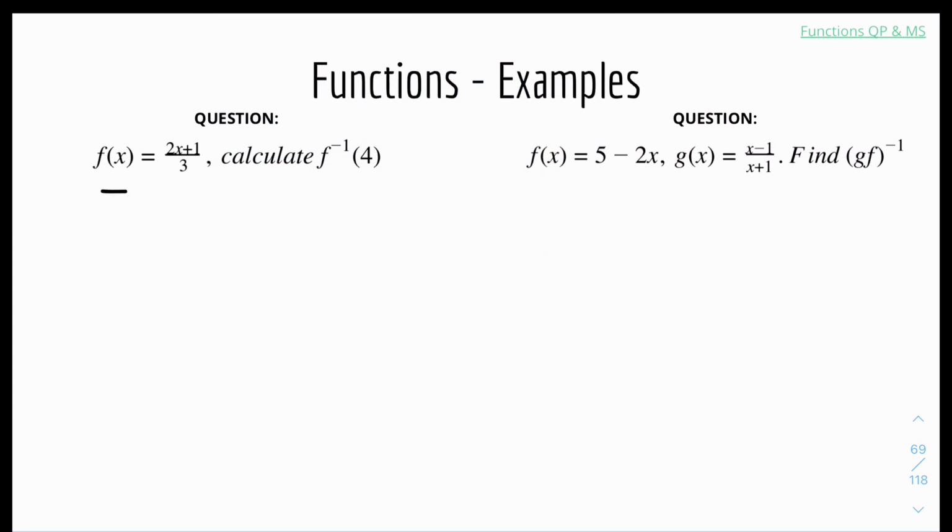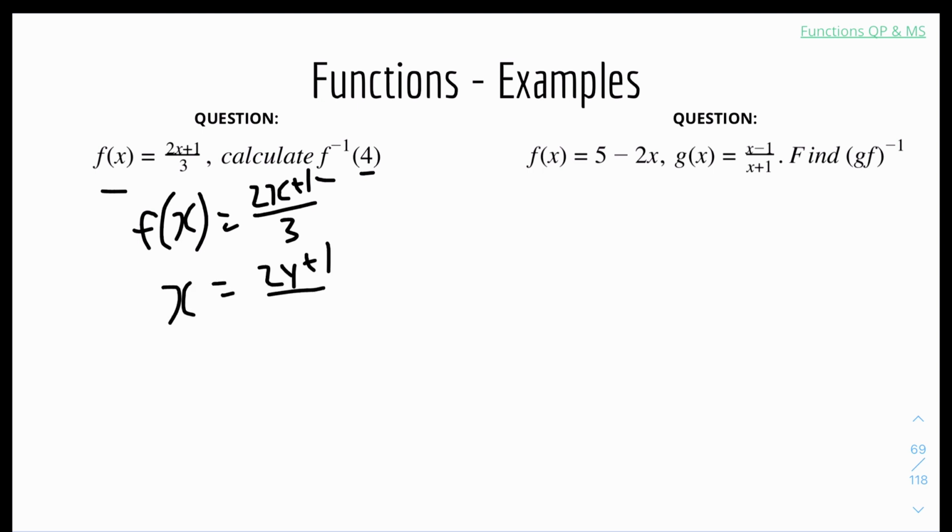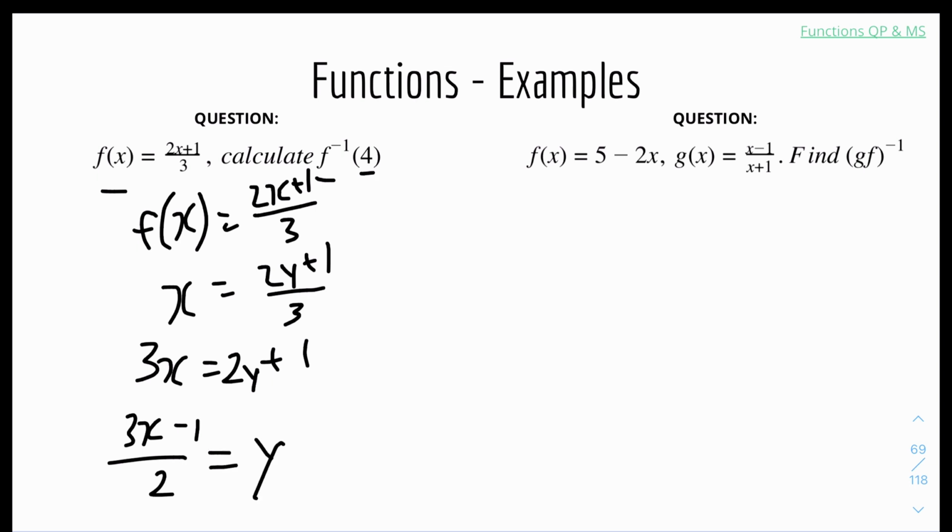We have f of x equals (2x plus 1) over 3. Calculate the inverse of f and then f inverse of x and find this value. So first let's do the inverse. f of x equals (2x plus 1) over 3. You set f of x to x and x equals (2y plus 1) over 3. You make y the subject, like so, and (3x minus 1) over 2 equals y. And this is y the subject. So this is the inverse function.